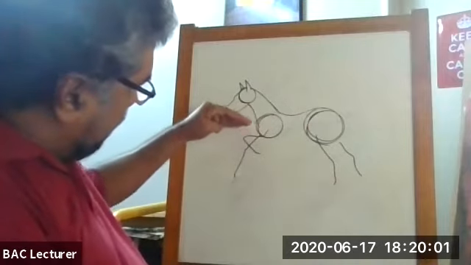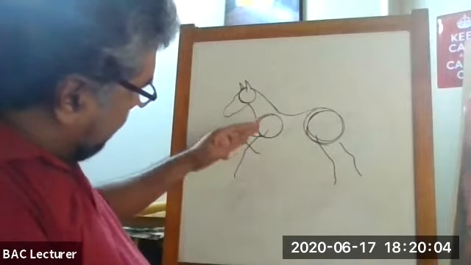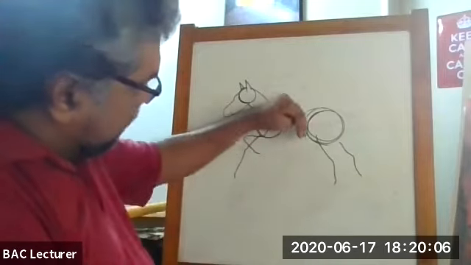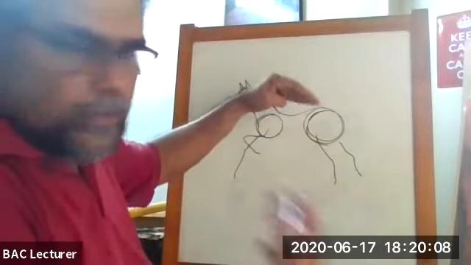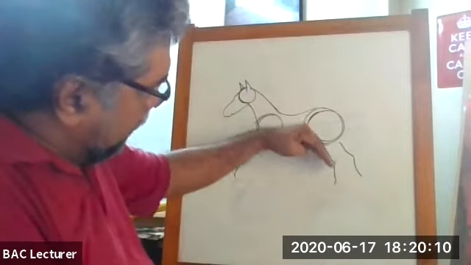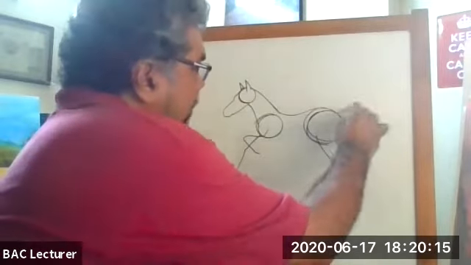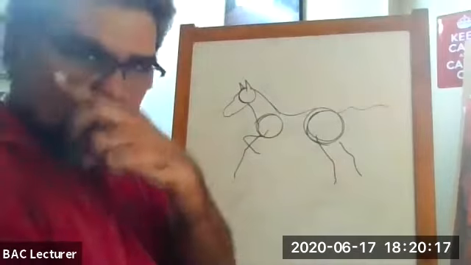This one will go here. This one will be on this side, trotting, or not really running, like trotting. And then this one will be here, and then the other back leg will be here. Then the tail may be somewhere around here.